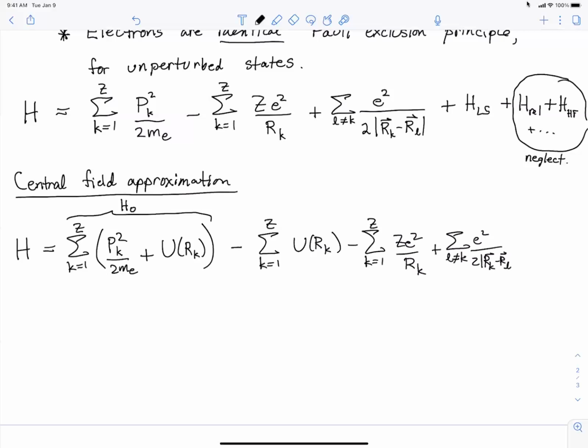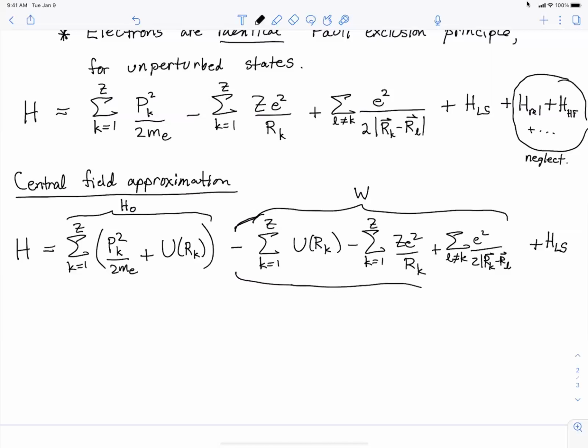Okay, and then I add in my spin orbit coupling. All of this stuff, I'm going to call that W. And then this part, the spin orbit, I'm going to leave separate. All of this stuff, I guess this includes the minus sign, technically, all of this stuff together, we're going to treat as a perturbation.